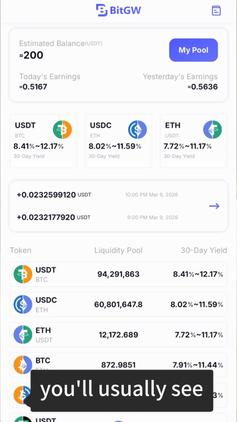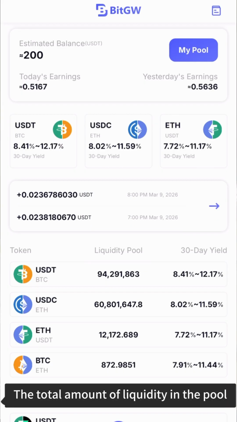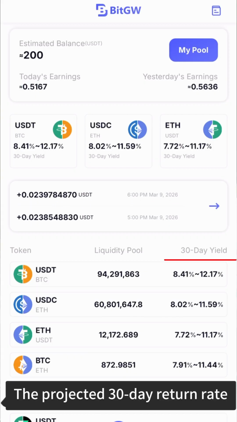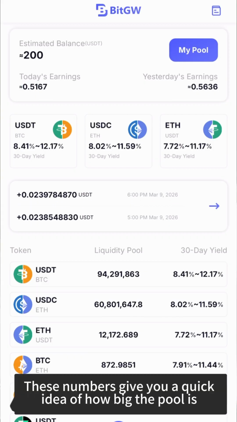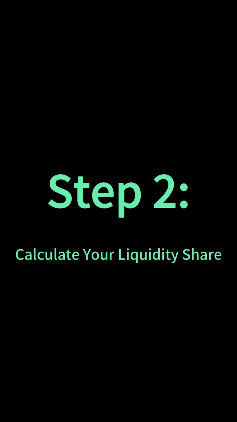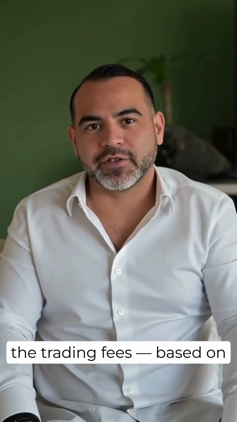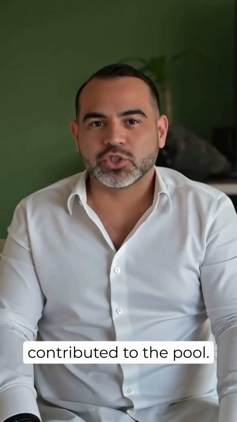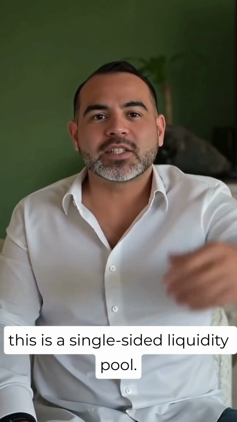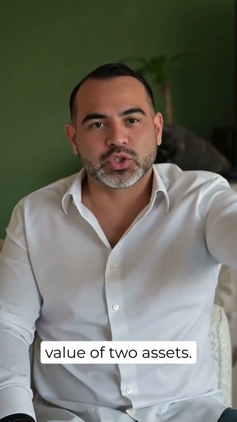On this page, you'll usually see the name of the liquidity pool, the total amount of liquidity in the pool, the projected 30-day return rate. These numbers give you a quick idea of how big the pool is and its current earning potential. Every liquidity provider gets a portion of the trading fees based on how much liquidity they contributed to the pool. Unlike a traditional dual token AMM pool, this is a single-sided liquidity pool, so your share is based on the token amount in the pool, not the combined market value of two assets.